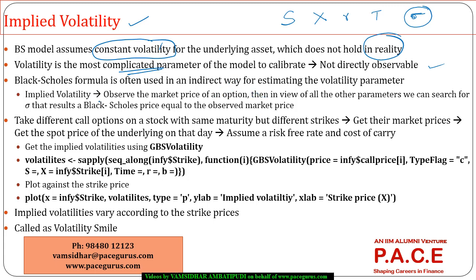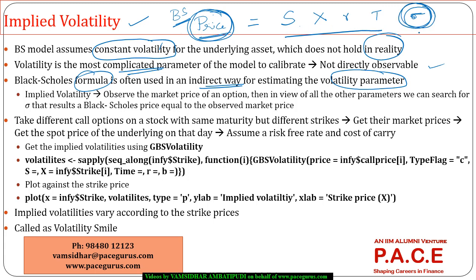So generally what is used is the Black-Scholes formula in an indirect way to actually estimate the volatility. So what I do is I take the market price as the Black-Scholes price, and equate this to the Black-Scholes formula. All these are known, only this is unknown. So I'll estimate this by equating the Black-Scholes price to the market price. The volatility that is computed from this process is called the implied volatility.